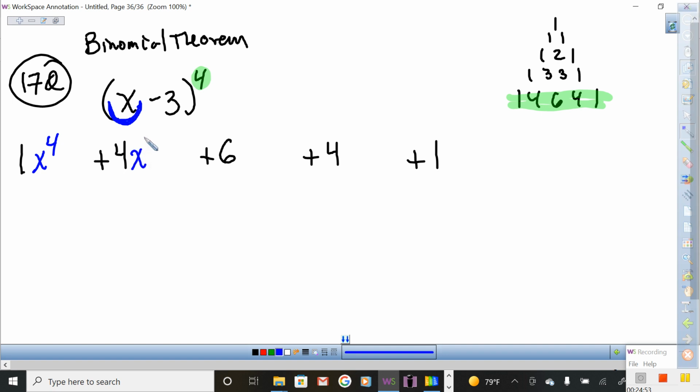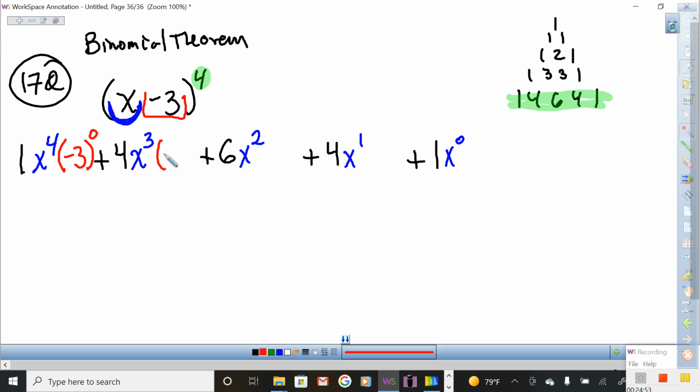That means here I'm going to write x to the 3rd. That means here I'm going to write x to the 2nd, and then x to the 1st, and x to the 0. You're like, oh, I remember these, right? You're like, yes, they're my favorite. Next, second term is -3, so I'm going to write it in parentheses. -3, but look the exponent that I'm going to start with. Not the 4th power, I'm going to start with the 0 power.